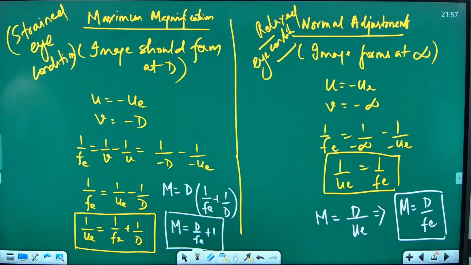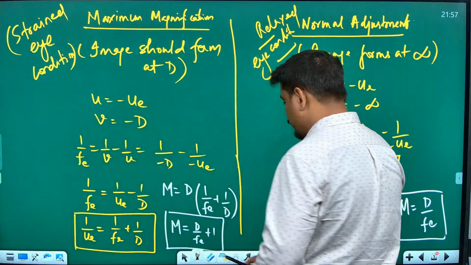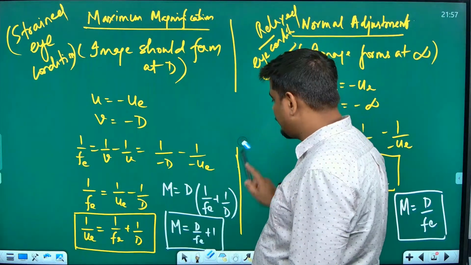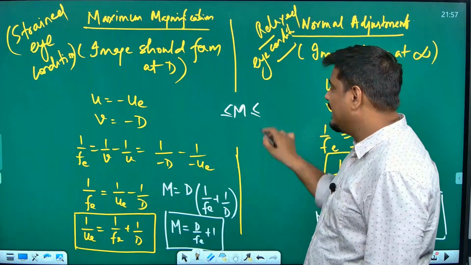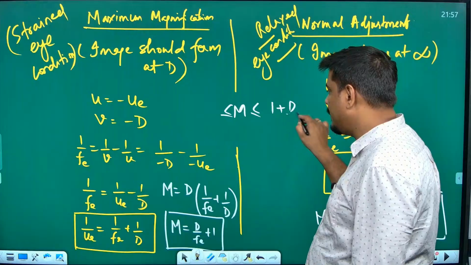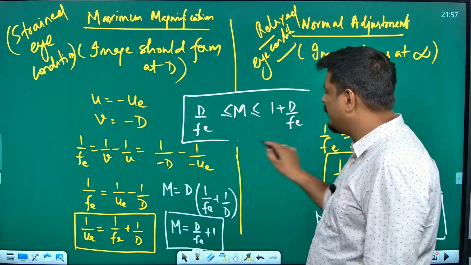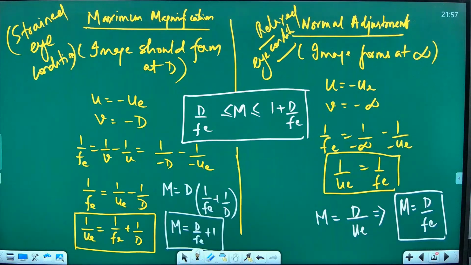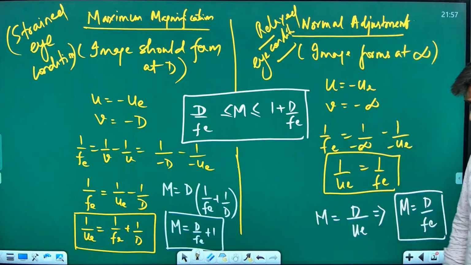So now pay attention and let us learn about the compound microscope. So I am just writing here that magnification of a simple microscope will always be less than or equal to 1 plus d by Fe and more than or equal to d by Fe. So this is the range in which the magnification of a simple microscope varies, from d by Fe to 1 plus d by Fe. Is it clear to you?